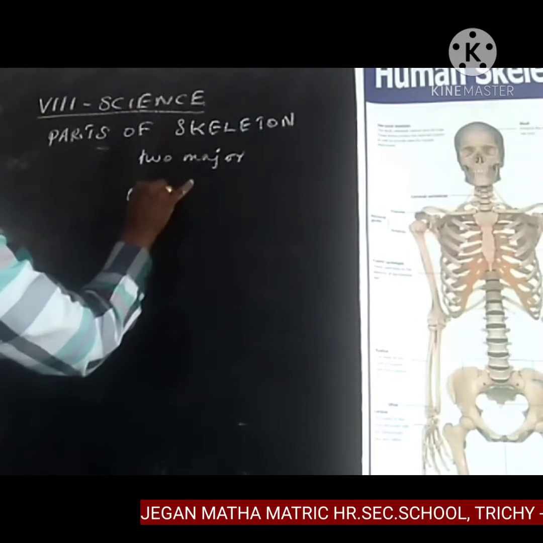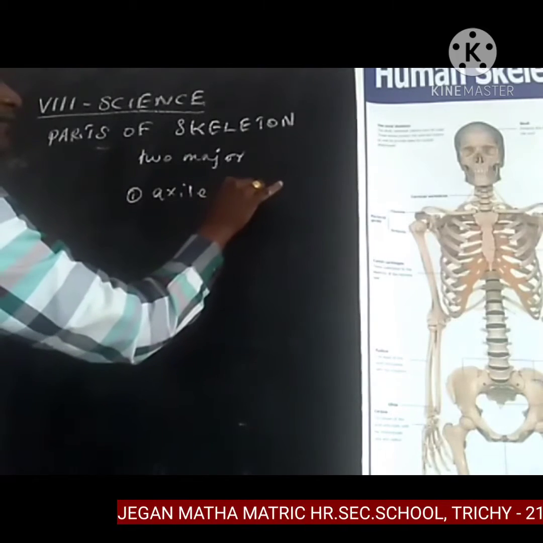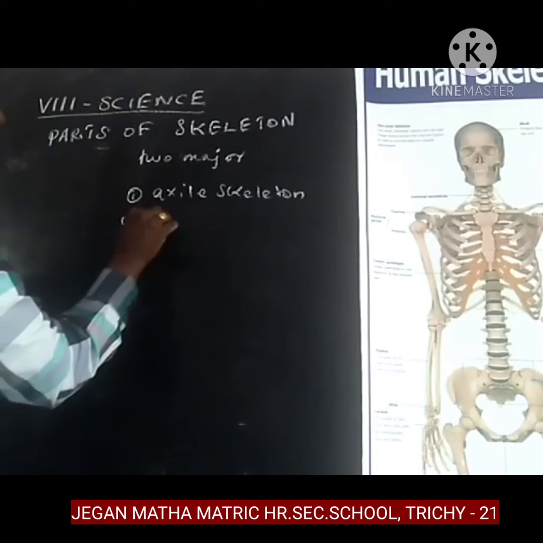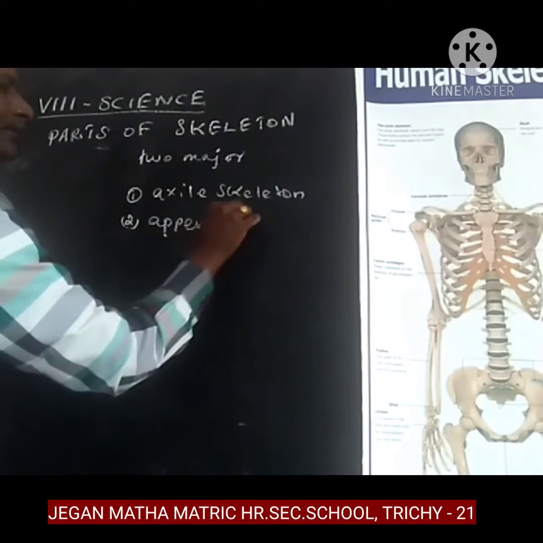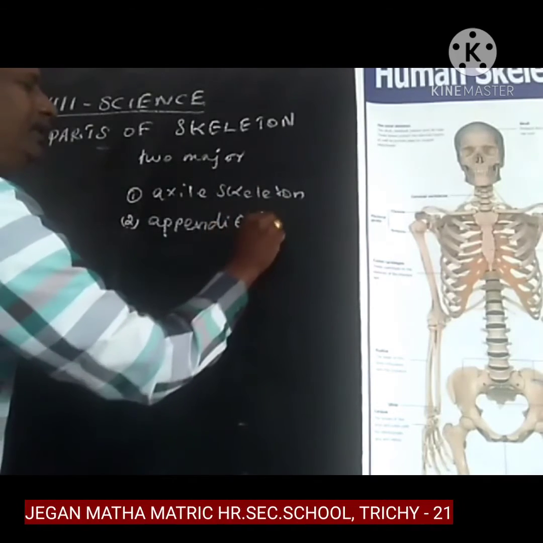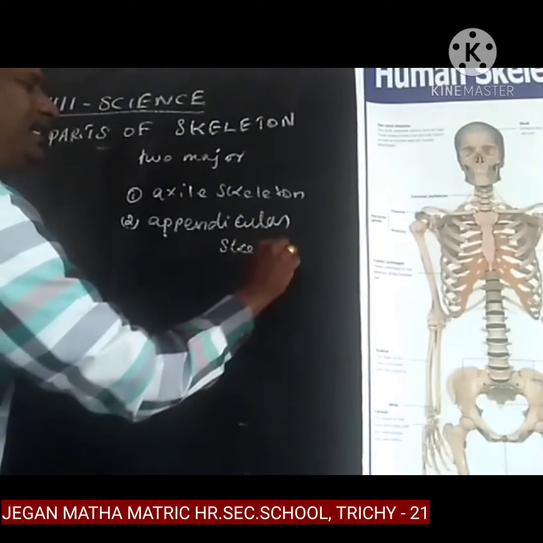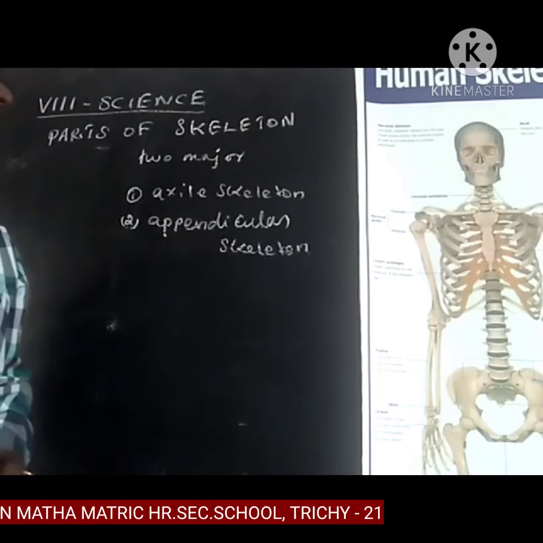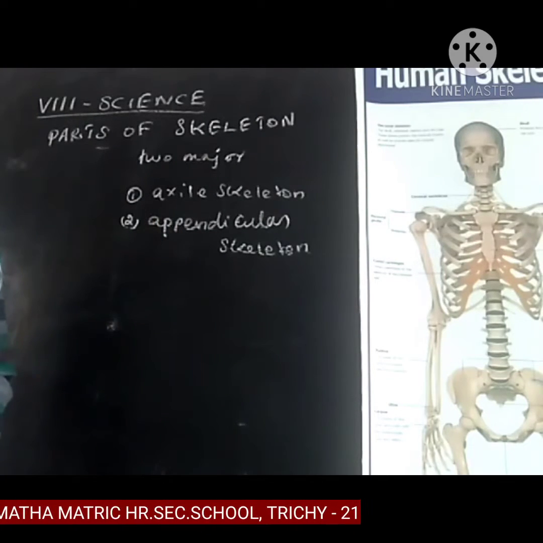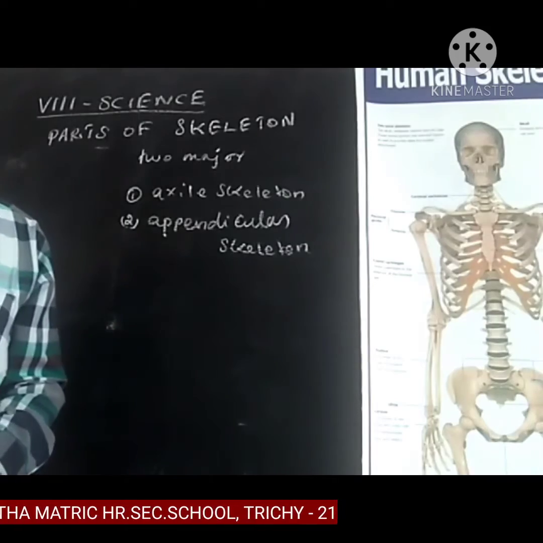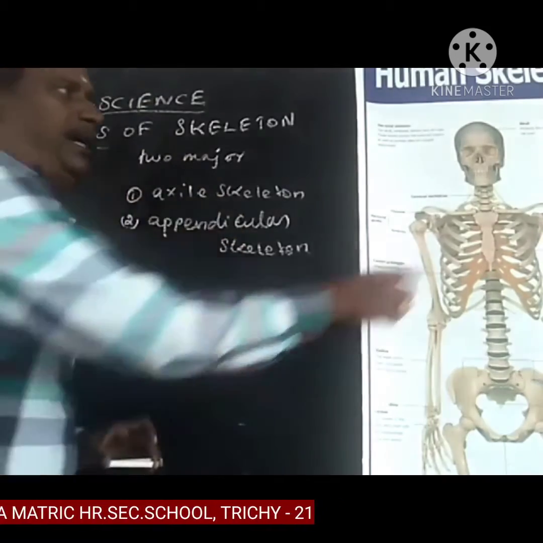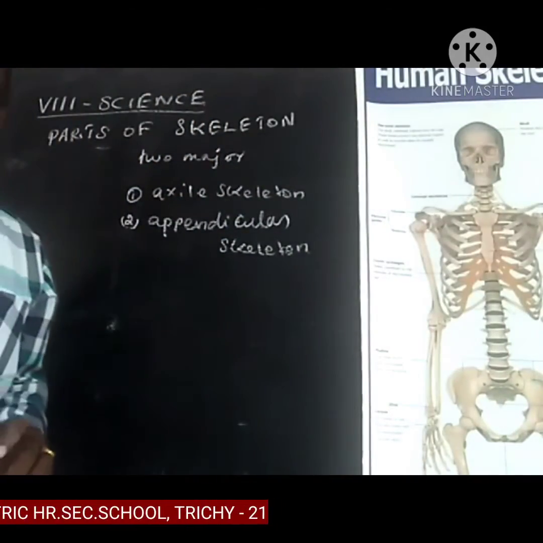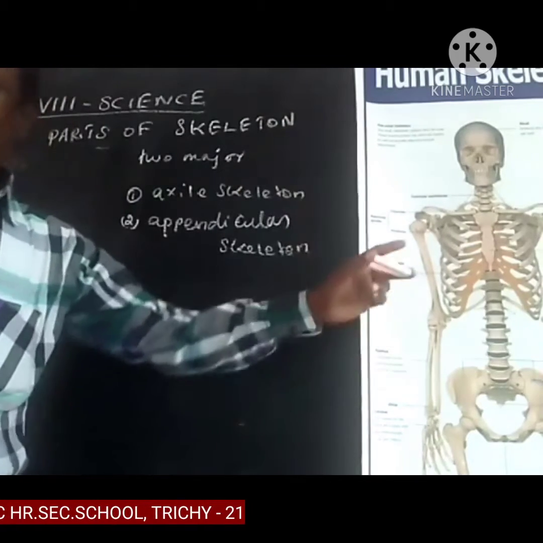One is called the axial skeletal system. The second one is called the appendicular skeletal system. So what is the axial skeletal system? The axial skeletal system consists of the bones along the axis of the body, the central part of the body. It is called the axial skeletal system.